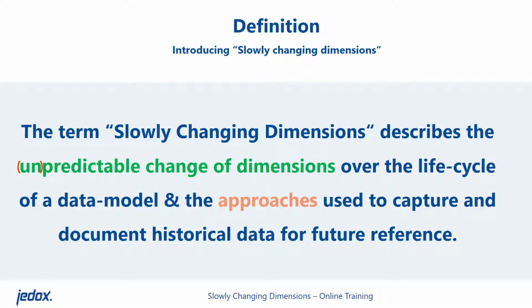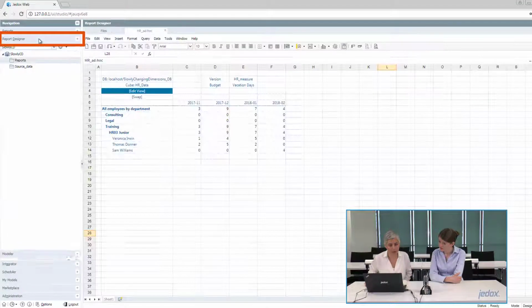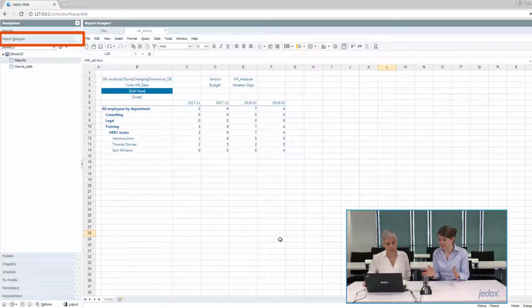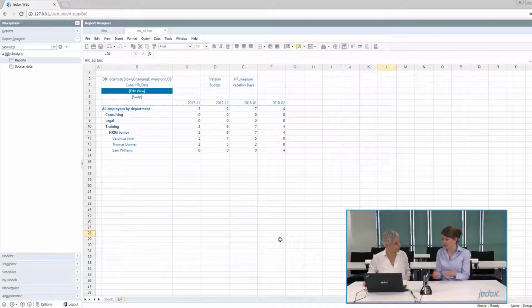Slowly changing dimensions is about dealing with changes in your data structure, in your data model over time. The next thing is finding different approaches: how can you deal with it, and most specifically, how can you keep historical data for future reference? And that's what we're facing at the moment, because the change you are facing may have implications on reports. Yeah, I don't want to accidentally change something and then a whole bunch of reports are broken and I have a bunch of angry report designers with me.